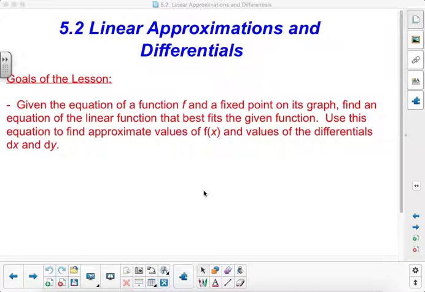So I'm calling this linear approximations and differentials. We're going to spend more time with the differential piece of it, but what that means.